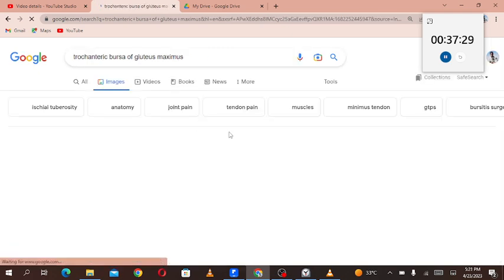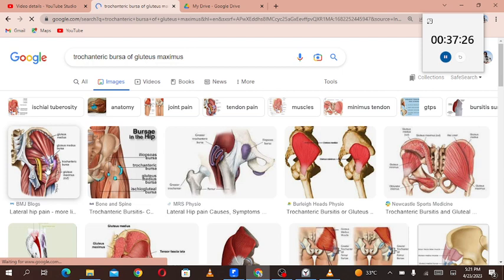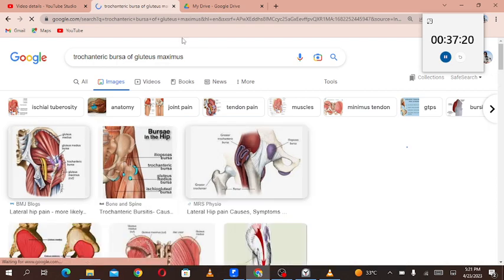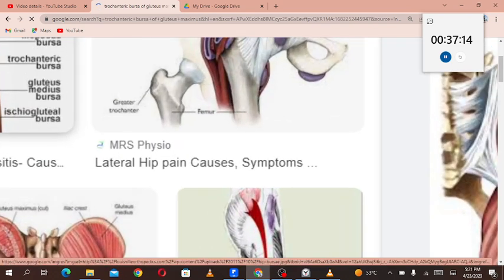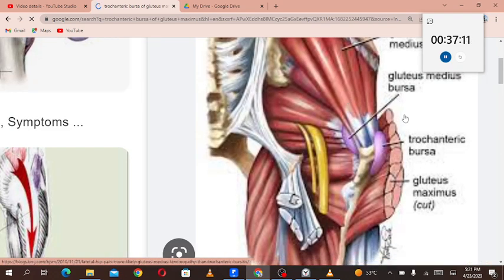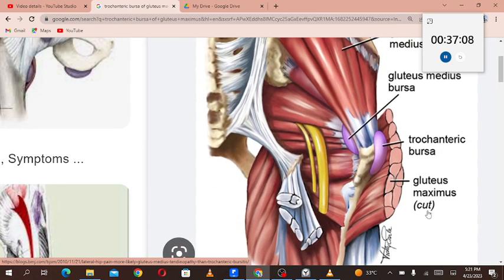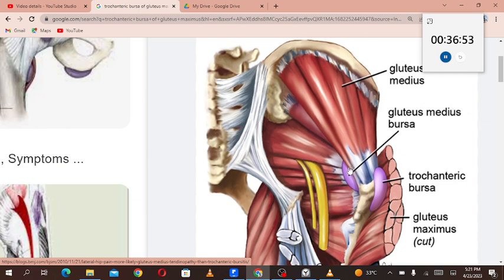Here you can see in this picture that the greater trochanteric bursa is present between the greater trochanter and the insertion of the gluteus maximus. Here is the trochanteric bursa, and this is the gluteus maximus, which is cut. This is the gluteus maximus, and this is the greater trochanter of the femur. Between these two, we have the trochanteric bursa. We also have a gluteus medius bursa nearby. If the trochanteric bursa gets inflamed, we get trochanteric bursitis.